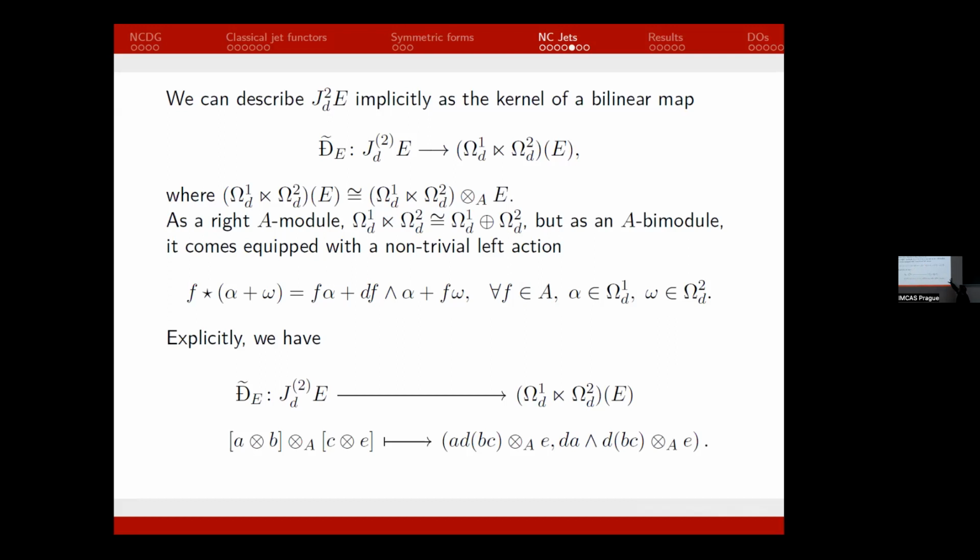Okay, but it doesn't matter. What matters is that we have made a linear map whose kernel is precisely the two-jet. And this is the form of the map. How do we use it? We use it in the spirit of the definition of quantum symmetric differential operator.